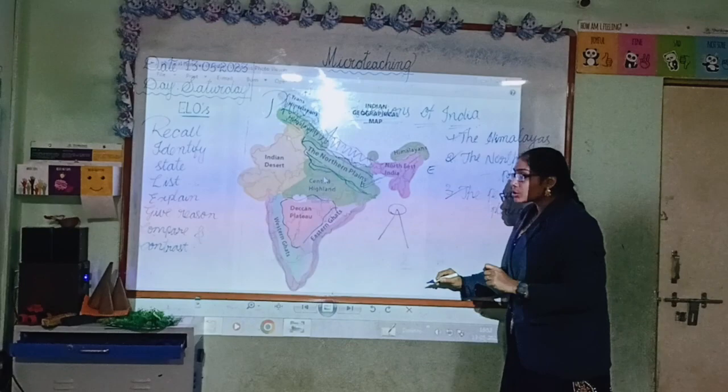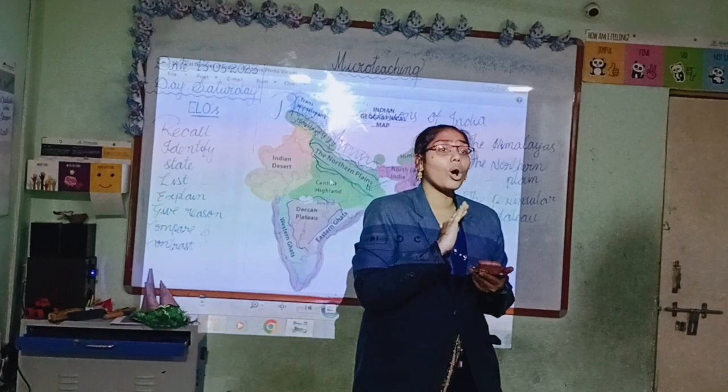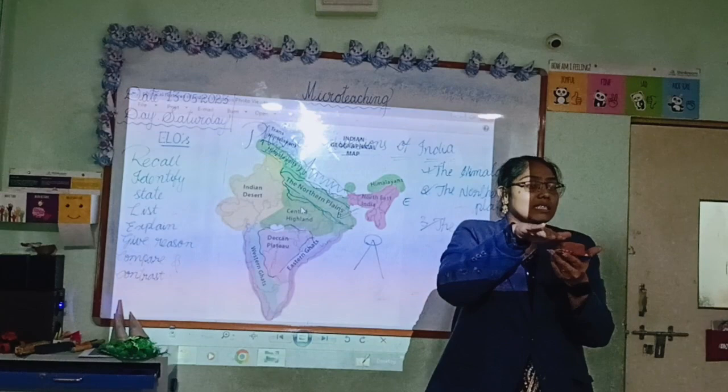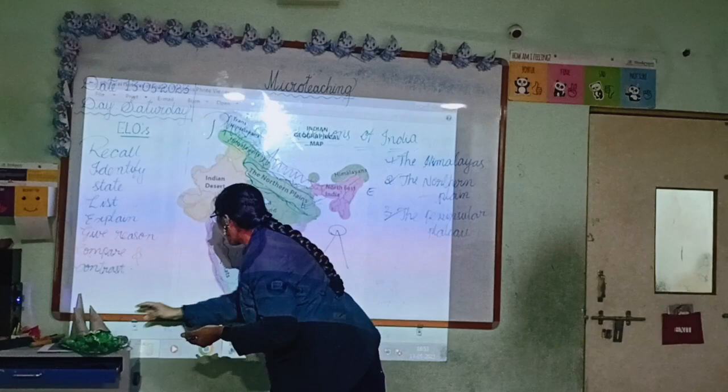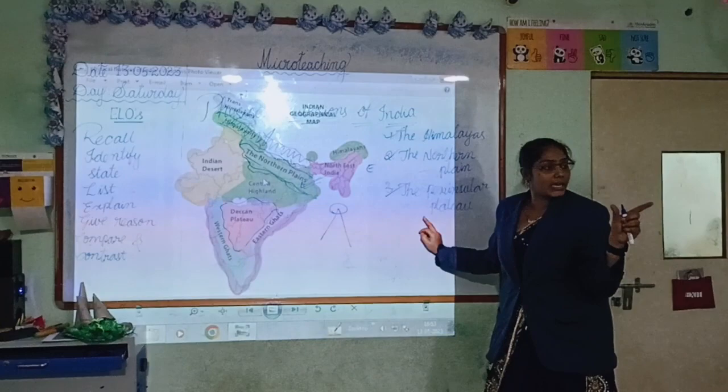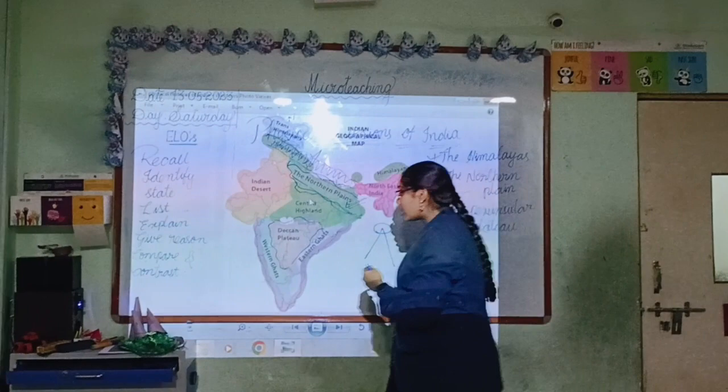Plateaus are like highlands, but these are not mountains. If you see, the plateaus are high, but at the top it is flat. This type of landform or physical feature, we call plateaus. Most part of our country India is covered with the Peninsular Plateau. Got it, my dear children? So these are the main three physical divisions of India.